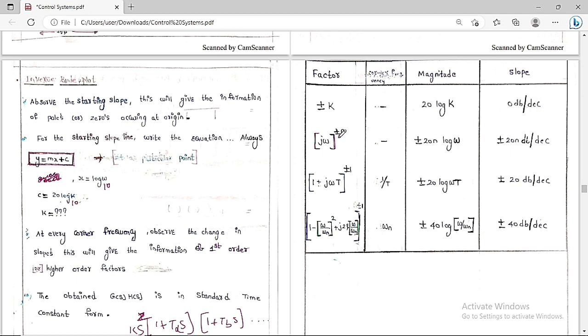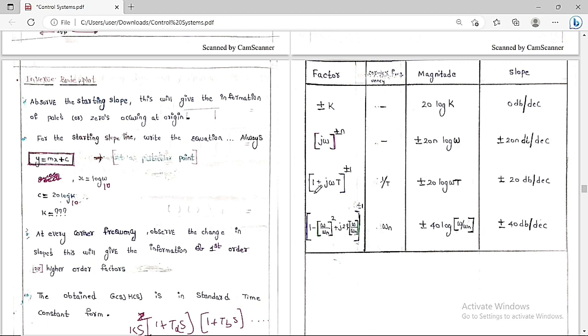Suppose for s to the power of plus or minus n, where s is nothing but j omega, so (j omega) to the power of plus or minus n, there is no corner frequency. The magnitude plot equation is plus or minus 20 n log of omega with base 10. Basically at omega equal to 1, we are going to get 0 dB. And the slope here is plus or minus 20 dB per decade.